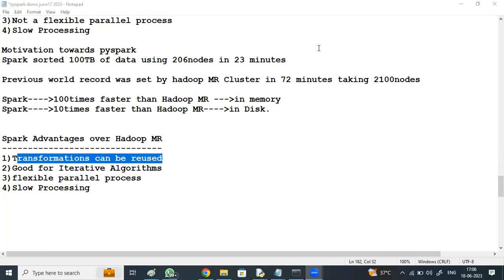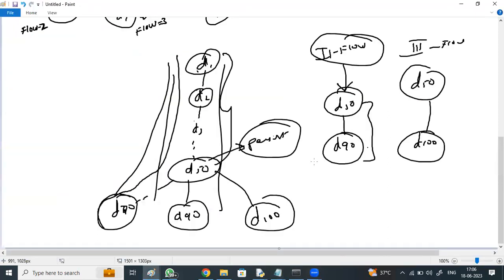See what happens here: D50 is available, D90 is also available. Depending upon the incoming data, we can scale and increase the cluster capacity. Commissioning and decommissioning means increasing the cluster capacity, the systems; worker nodes can be increased and decreased.